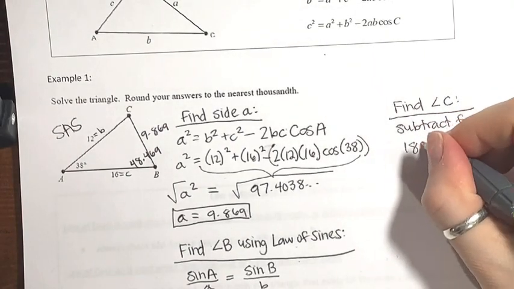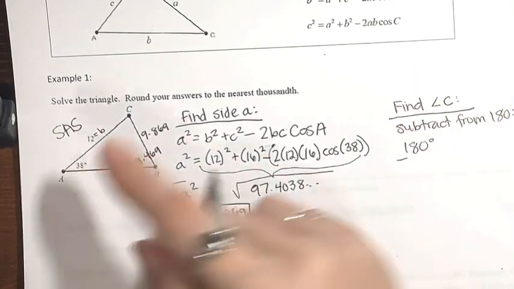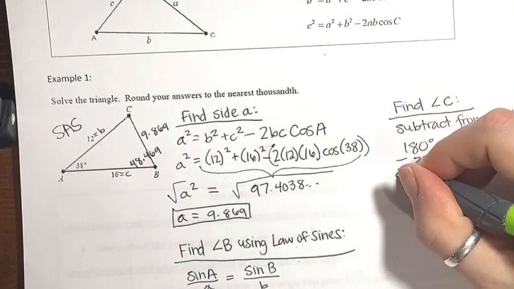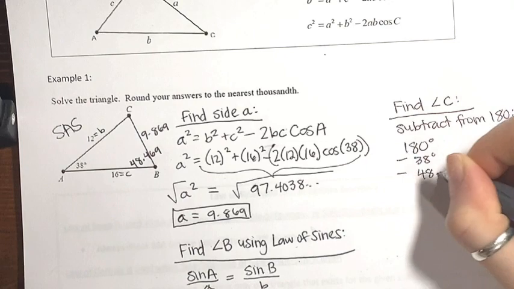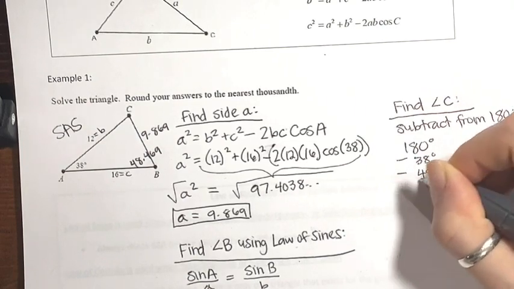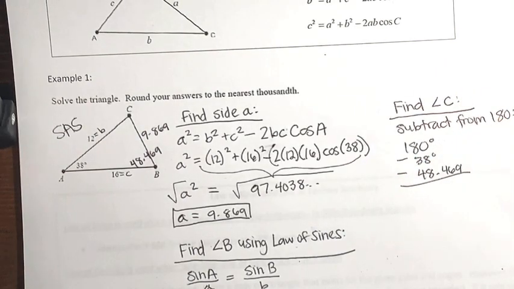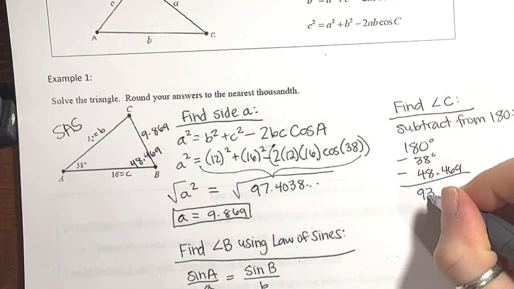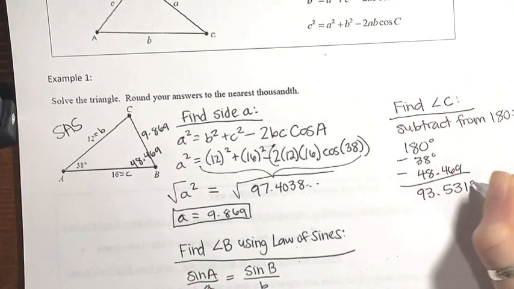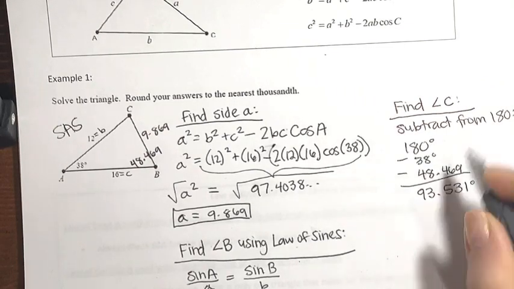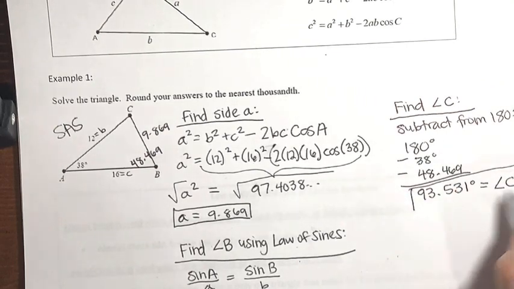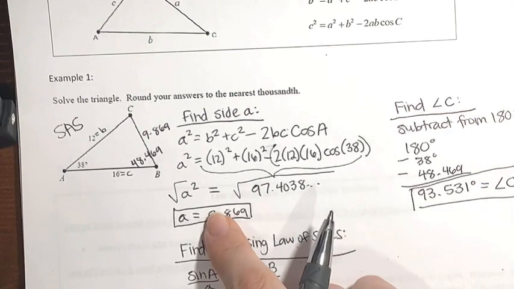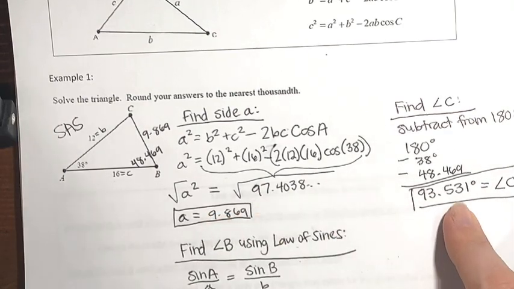So I'm going to start with my 180 degrees. I'm going to subtract the 38 that they gave us, and then subtract the 48.469 that we just found. So if I subtract those, I am left with 93.531. And that equals angle C. And we're done. So we have our missing side and then our two missing angles.